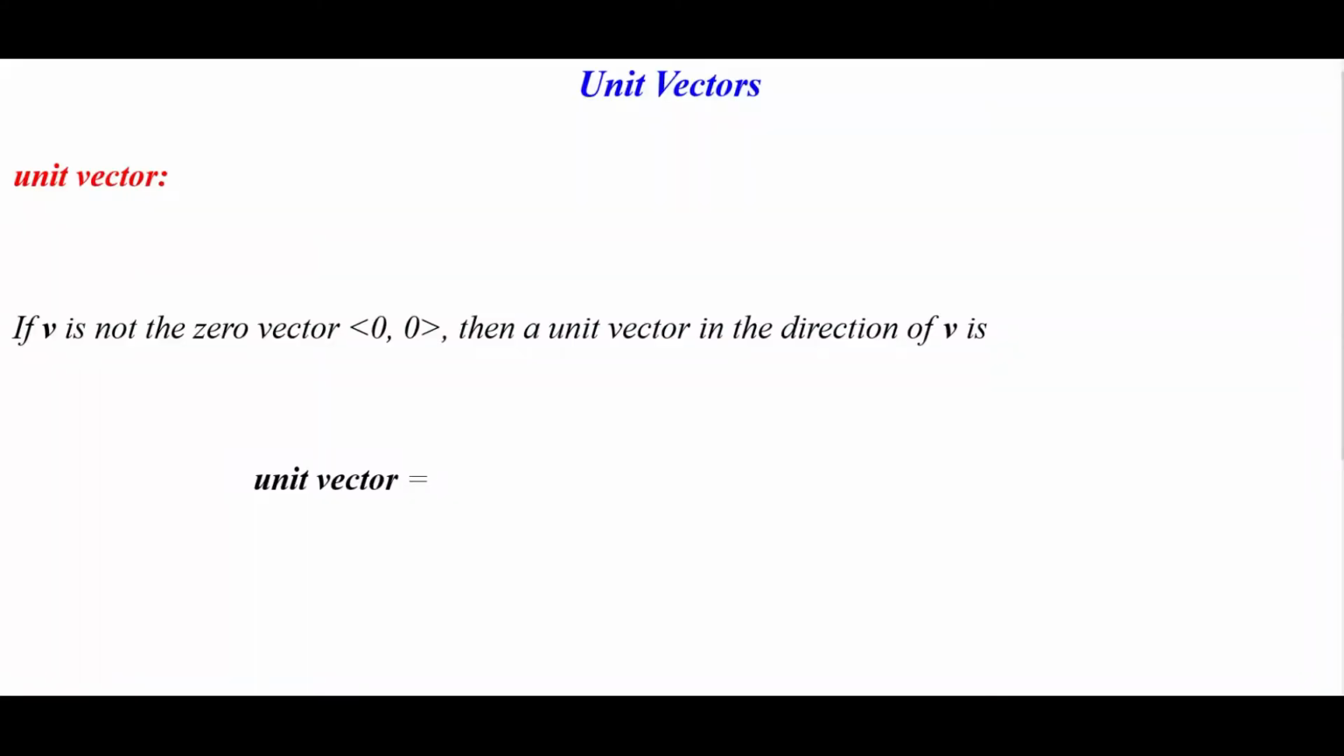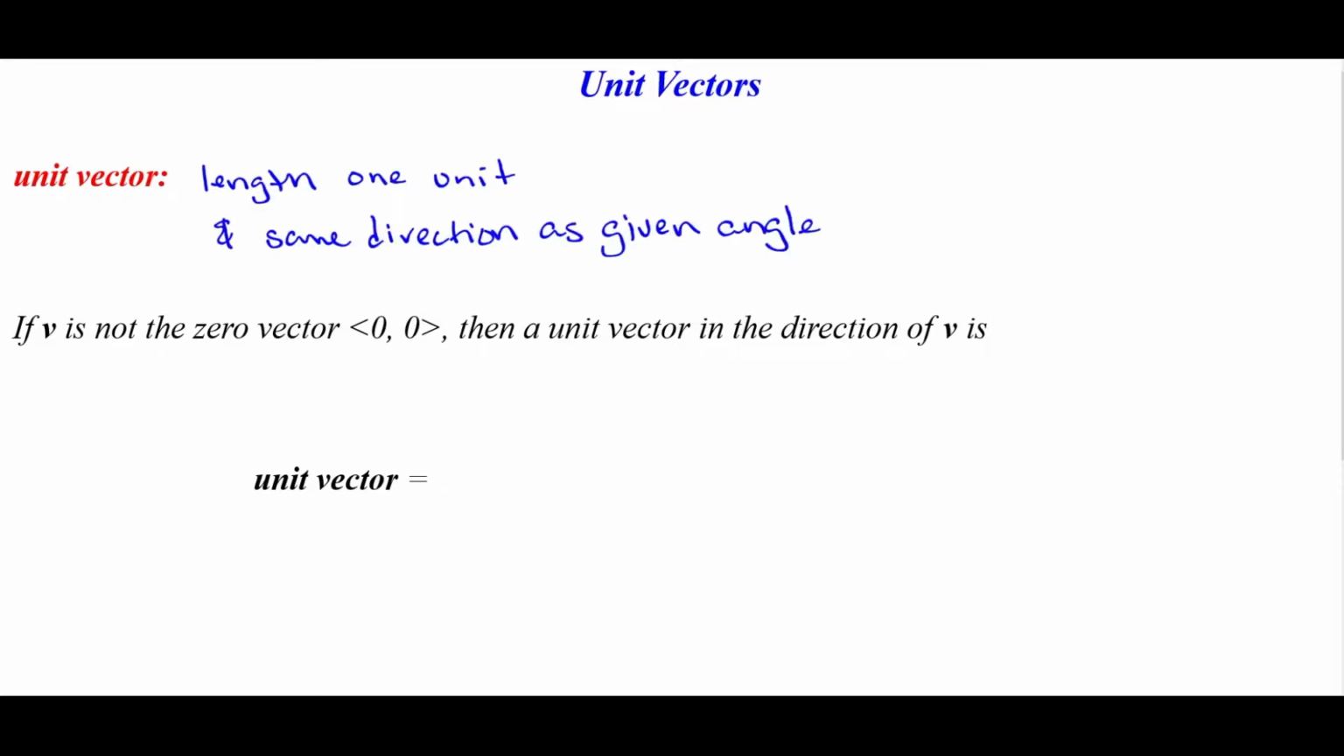In this video, we're going to look at unit vectors and direction angles. A unit vector is simply a vector of length 1 unit in the same direction as the given vector. If v is the zero vector, it cannot have a unit vector, because the zero vector has no direction. So we cannot create a vector that has the same direction as the zero vector, since it does not have direction.